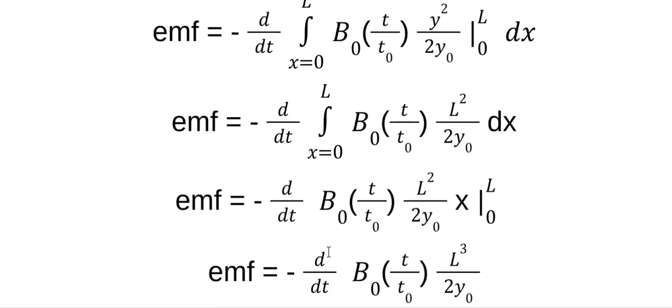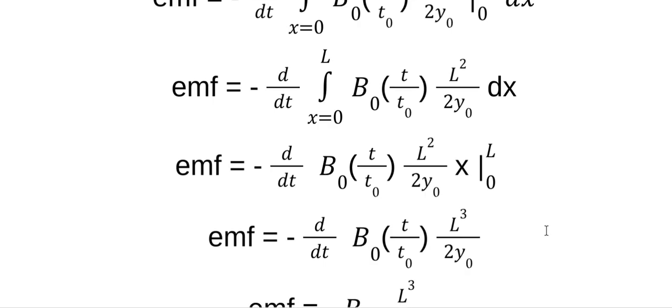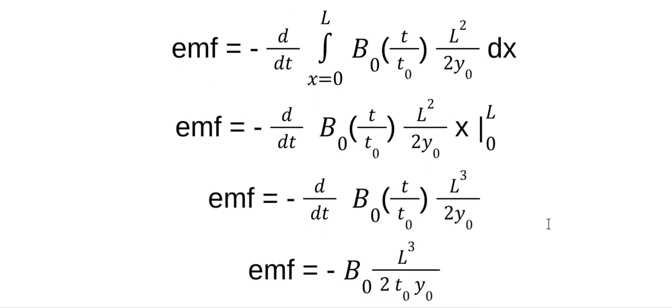Now, we're still not done. We have to take the time derivative of this, because it has a t in the function. So we take the time derivative, which is just 1, and we're left with this. So we keep the B naught, the t naught, this stuff over the y naught.